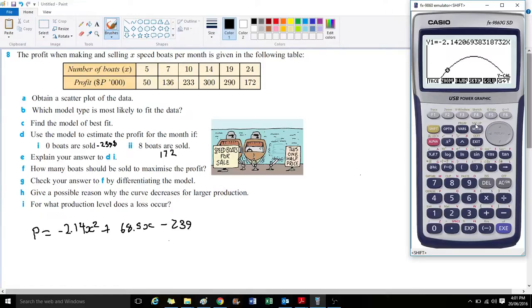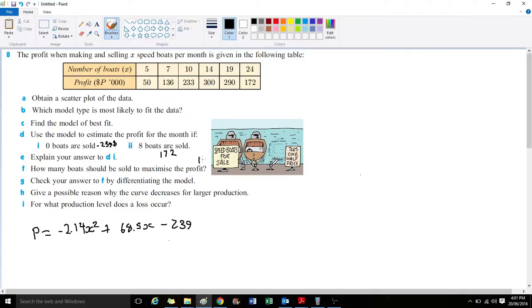How many boats should be sold to maximise the profit? Well, let's just use our graph again to find the max. Alright, x equals 15.99. How many boats is that? 16 boats. Alright, when we sell 16 boats, we have the maximum amount of profit. Check your answer by differentiating the model.